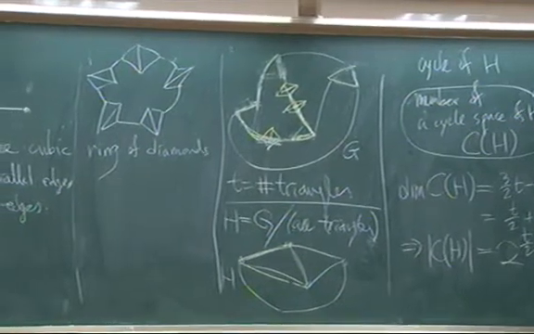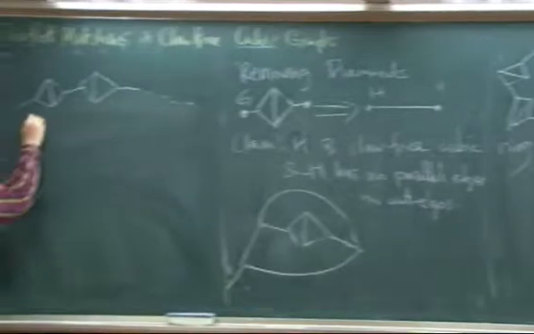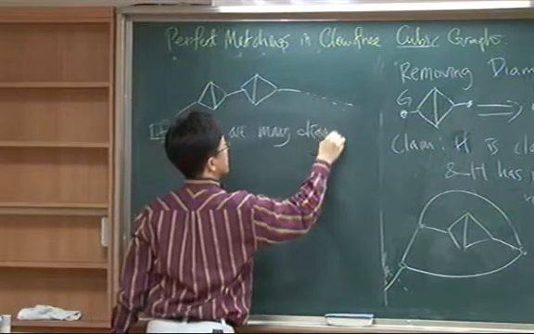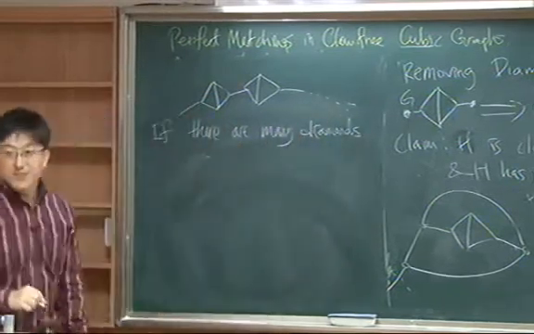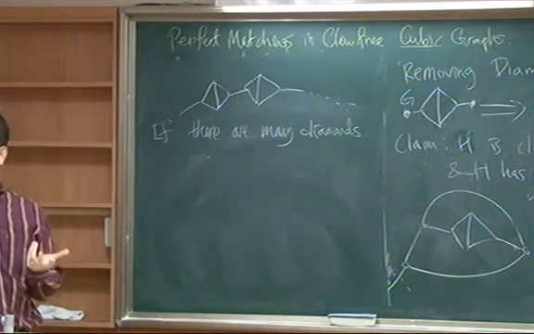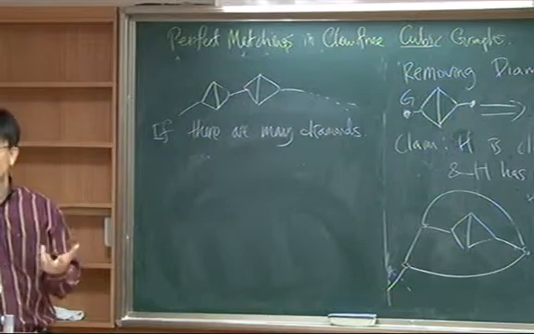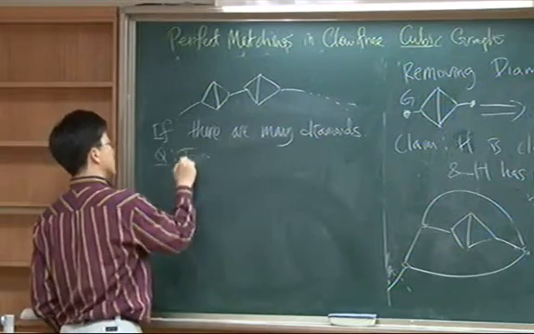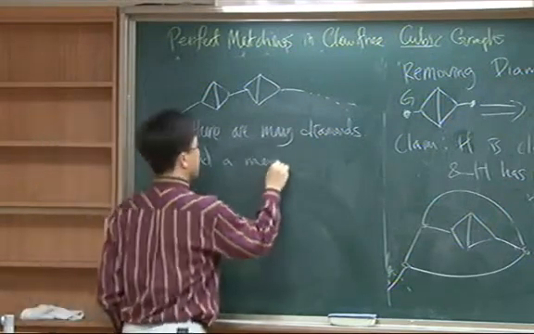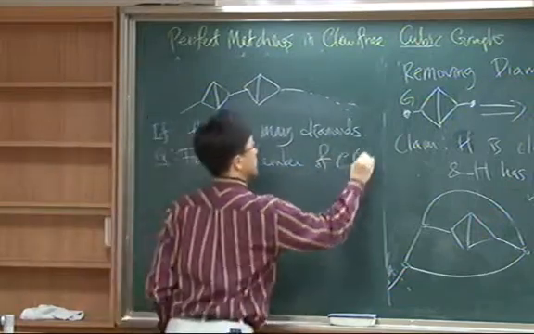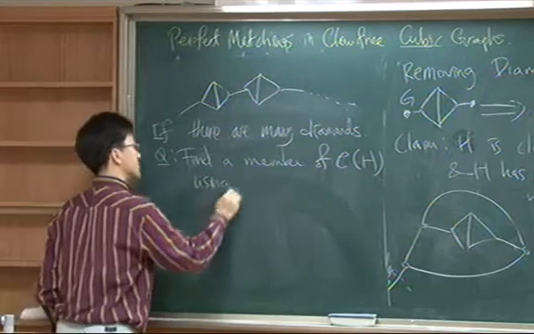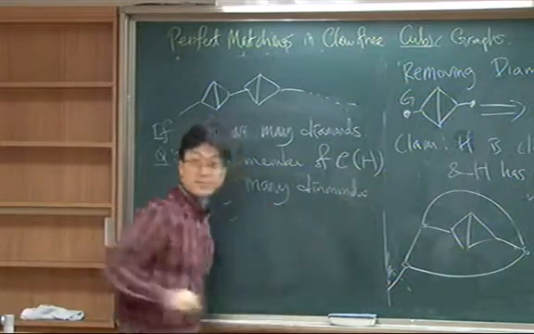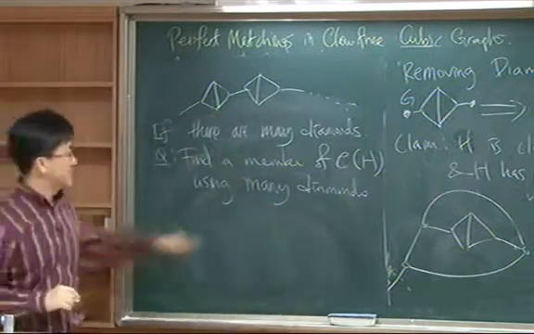So if there are many diamonds, then we want to find a member of cycle space that contains many diamonds. The question is, find a member of C of H using many diamonds. Many means linearly many in terms of n.